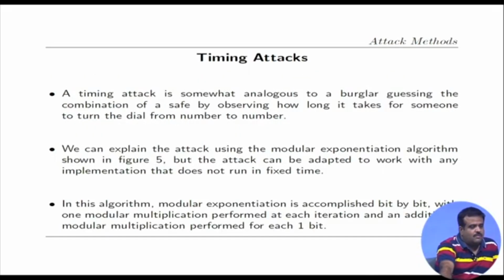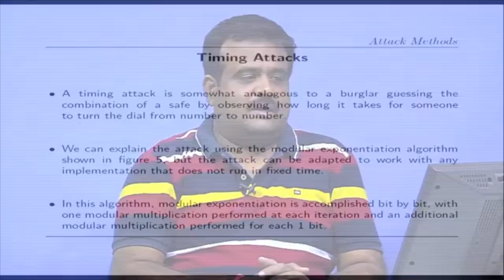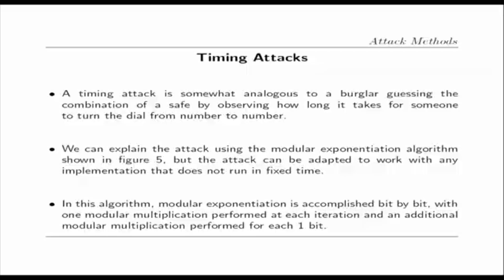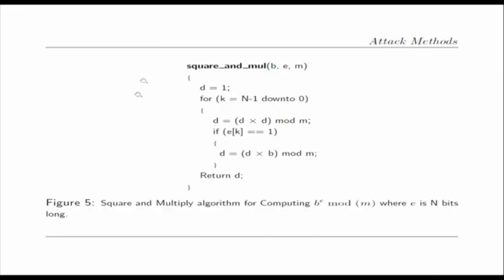Now we will talk about the timing attack. This is also part of the implementation attacks. A timing attack is basically this: suppose we are running code on a machine. Let us quickly go to the square and multiply method. Suppose we are trying to find b to the power e mod n. Suppose we require this type of expression.